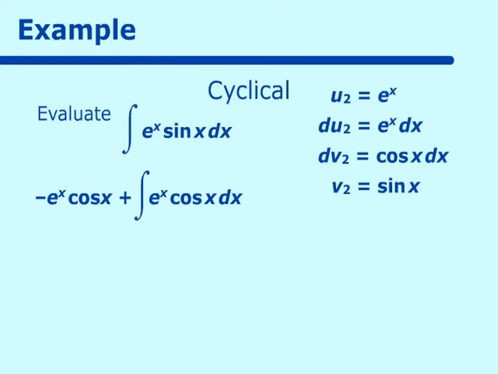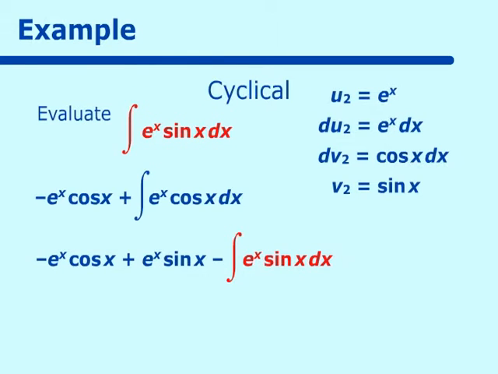So now we have negative e to the x cosine x plus u times v, which is e to the x sine x, minus the integral of v du. Well, this one is e to the x sine x dx. Well, lo and behold, we have e to the x sine x under an integral here. This is what we started off with there.